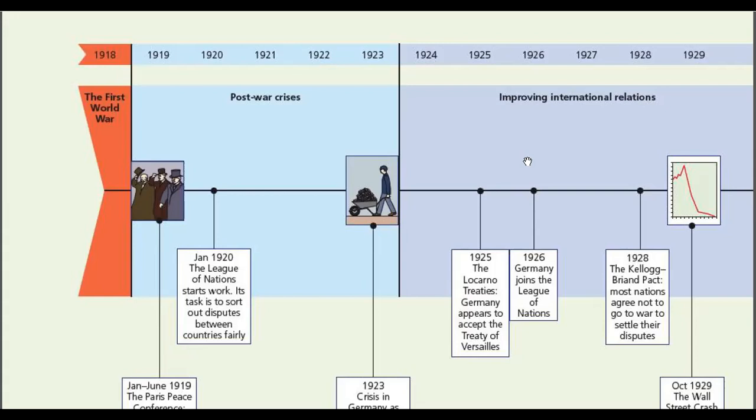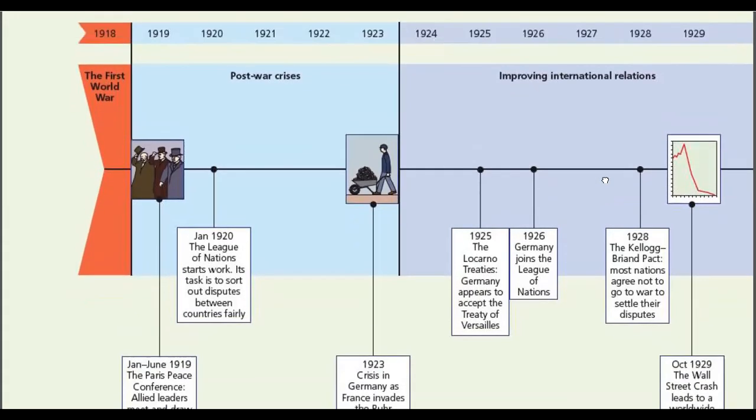In 1926, Germany joined the League of Nations. We say that a year after the Locarno Treaties, Germany appeared to accept everything in the Treaty of Versailles. But in 1926, it joined the League of Nations, so it is important. 1927 is like 1921 and 1922, nothing there. So we will proceed.